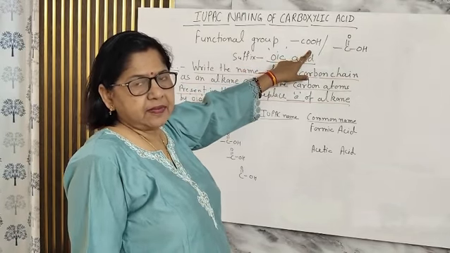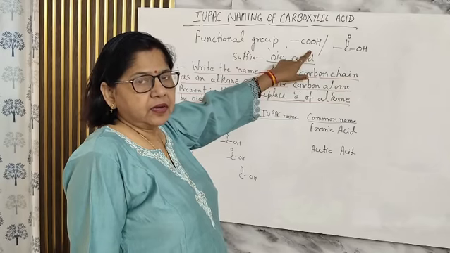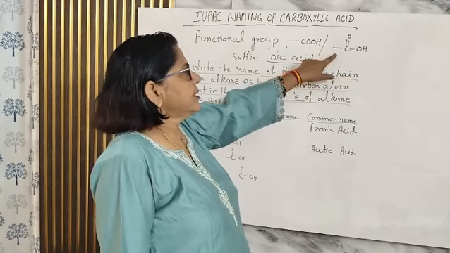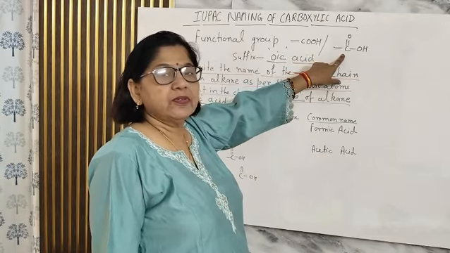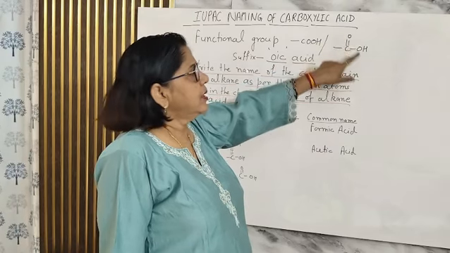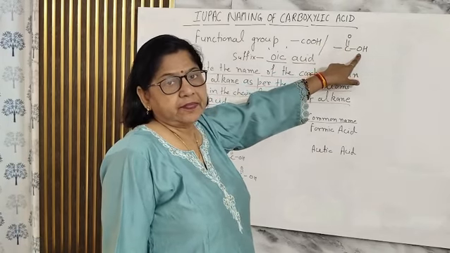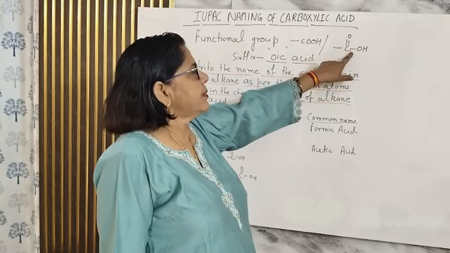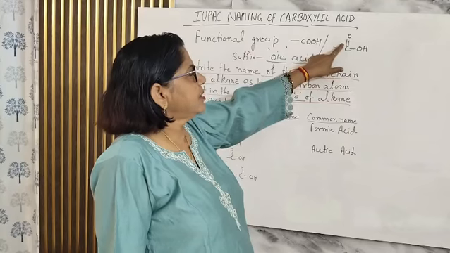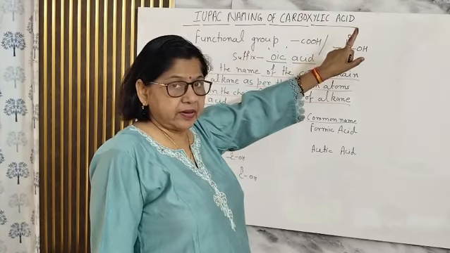Sometimes in examination you are asked to write the structure formula of the functional group. So in that structure formula you will draw it like this. C will have a double bond to O and then OH. Never put a double bond to OH, never. It is a very common mistake.